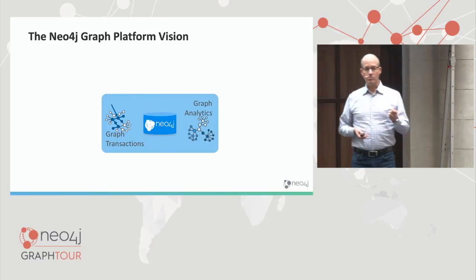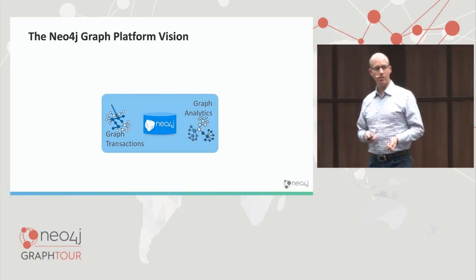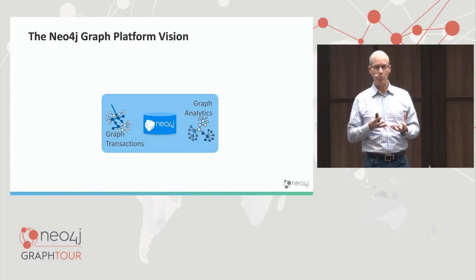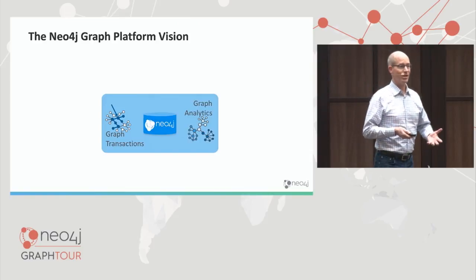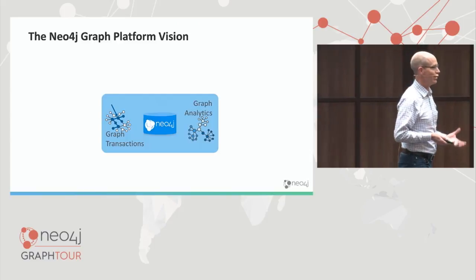Gartner calls this HTAP, Hybrid Transactional Analytic Processing. Forrester calls it translytics, when you have all of this in one single system. Whatever the term, we just think it makes a lot of sense that you have one system where you can do all of your transactional and analytic processing.